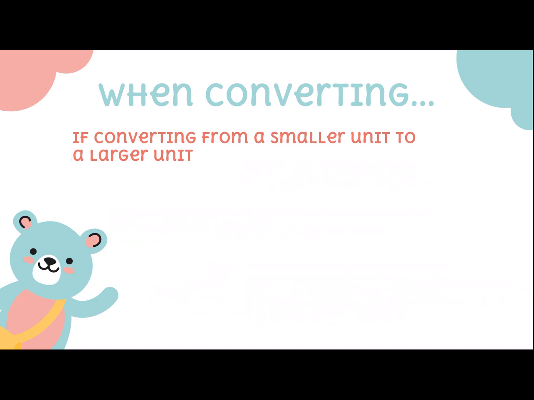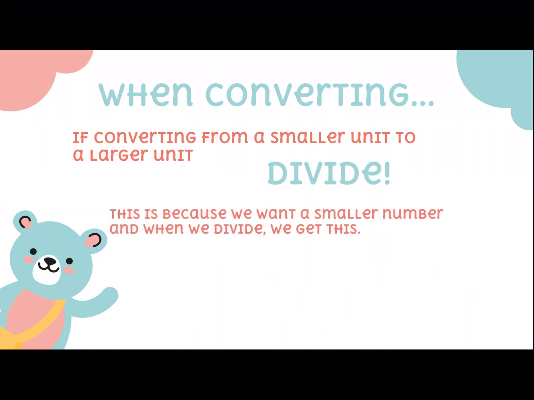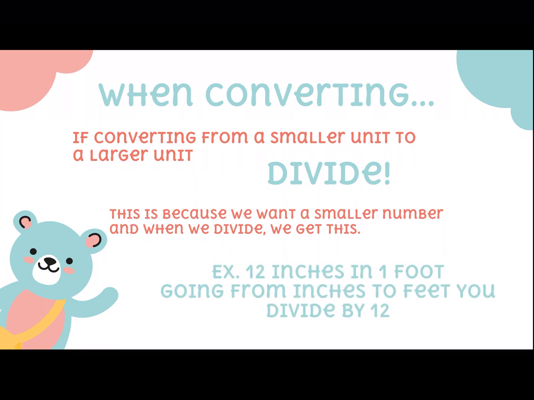So in the same way, if you're going from small to large, you're going to then divide. This is because we want a smaller number, and when we divide, we get the smaller number. So in the same way, going from 12 inches to feet, you're going to divide by 12 because there are 12 inches in 1 foot.